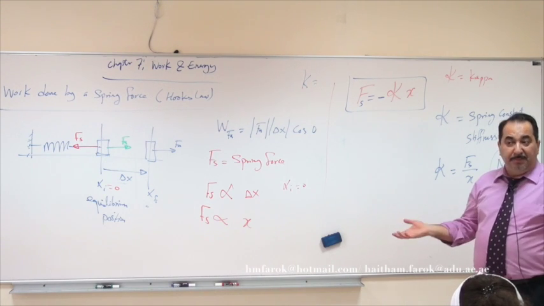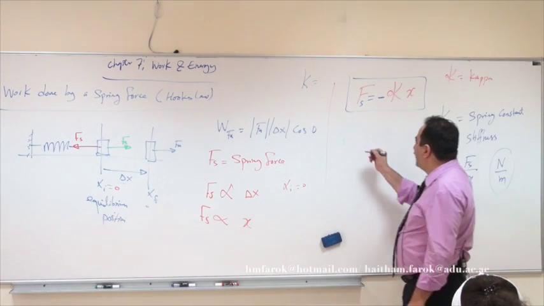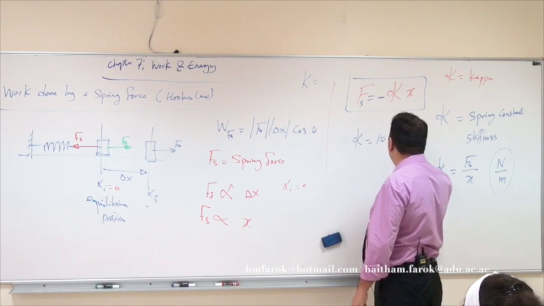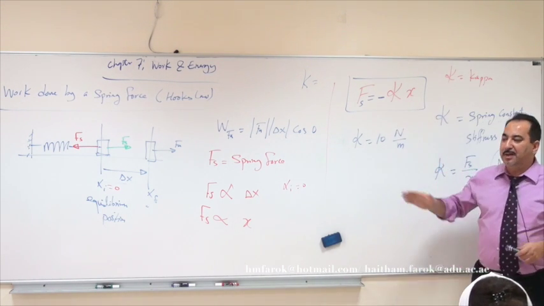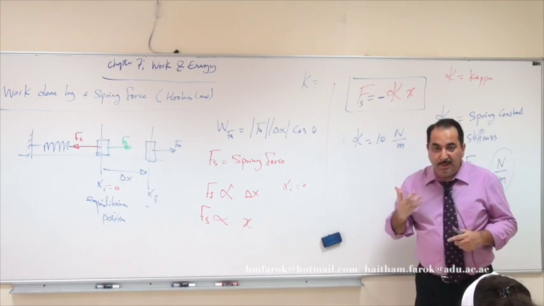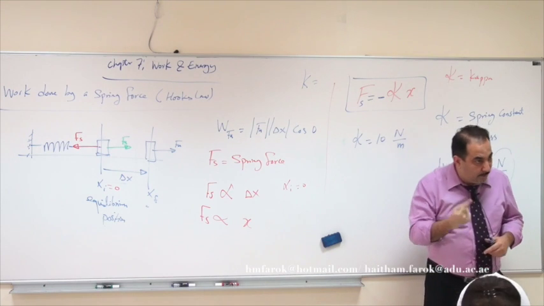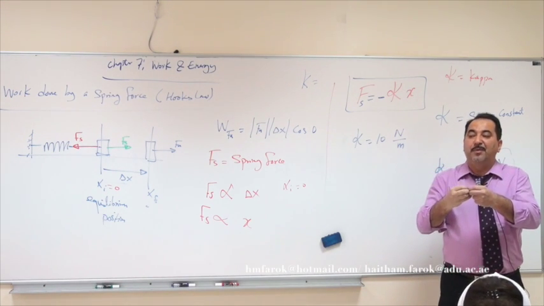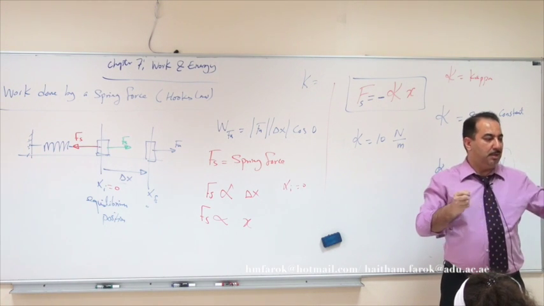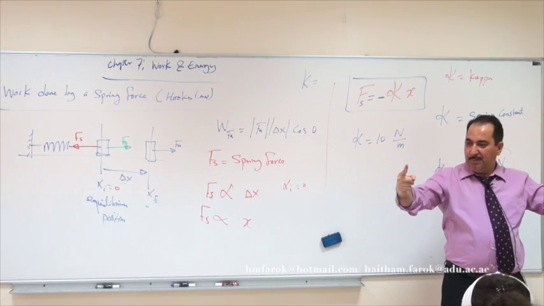Let's say I have a spring, and the kappa of the spring is 10 Newton per meter. What does it mean, a kappa of 10 Newton per meter? It means you need 10 Newton to extend this type of spring by 1 meter. 10 Newton to extend it by 1 meter. This is 1 meter, yeah?